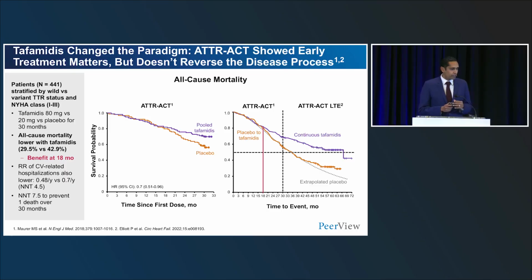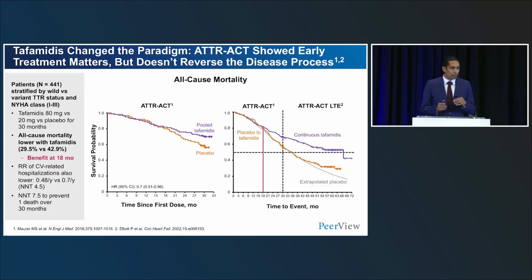And there are differences in terms of cardiovascular hospitalizations and heart failure hospitalizations as well. So, very favorable outcomes. They also performed a long-term extension, or an open label extension, so patients who were initially randomized to placebo could switch over to tafamidis around 30 months. And I think this graph on the right really emphasizes the fact that early treatment matters.